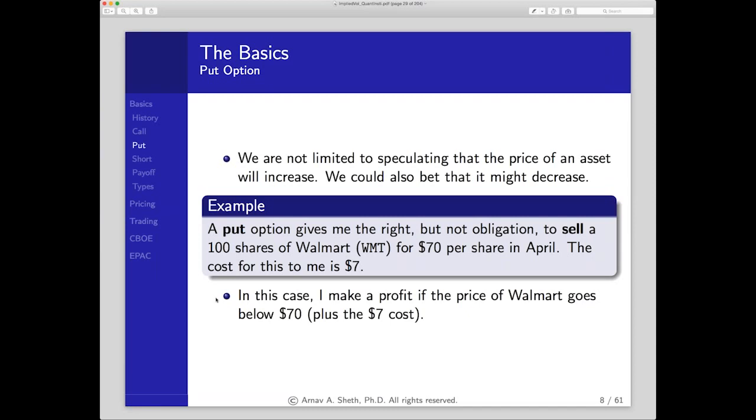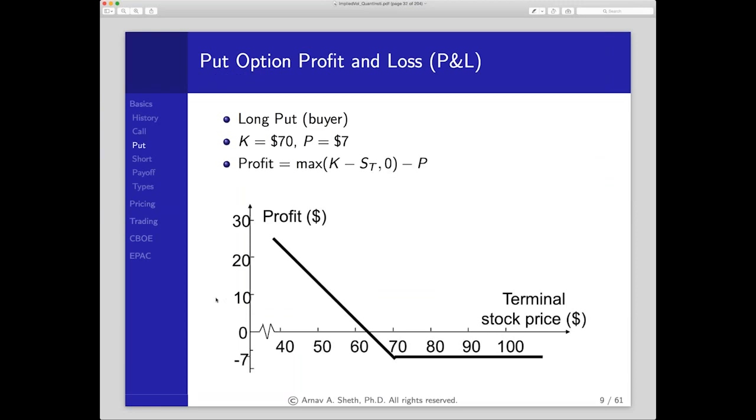Here I make a profit if the price of Walmart goes below 70, because what I'm doing here is I'm betting that I can sell Walmart for $70 to, let's say, you, and in return, no matter what the market price is. So if the market price is 65, then I benefit because I sold it to you for 70. I made $5 there. Of course, I have to make more than 77 here.